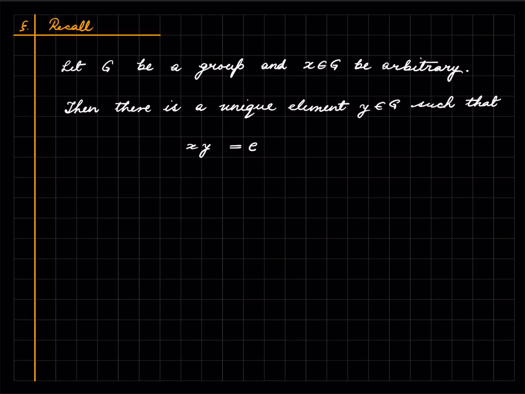Before we get into the material, let us recall a very simple and basic fact that we have discussed previously. Let G be a group and X be some member of G. Then there's a unique element Y in G such that this equation holds, and this element is called the inverse of X. Right, so just make sure that we follow this and let's get started.